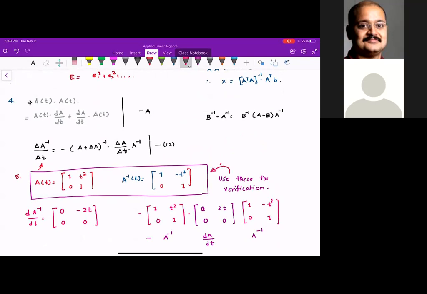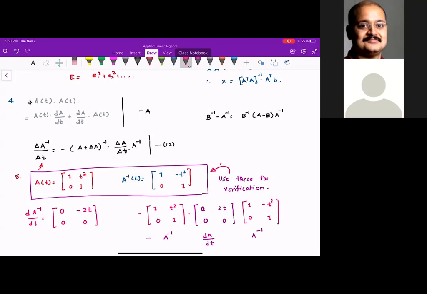The only thing you should do is finally verify your answer. For verification, you should use these two matrices, A(t) and A inverse(t), to find the derivative of A squared, and you can check if the answer makes sense or not. The way I did that is I separated A multiplied by A, and since matrix multiplication is not commutative, I took the derivatives and came up with this formula.